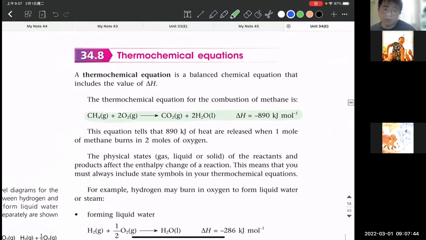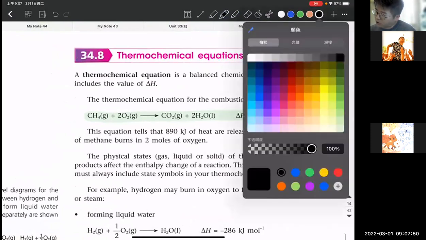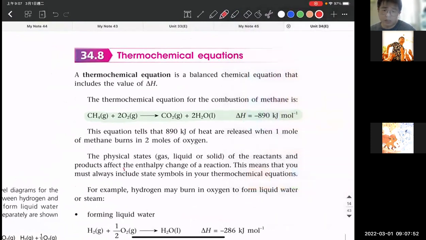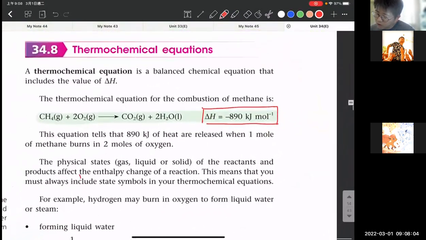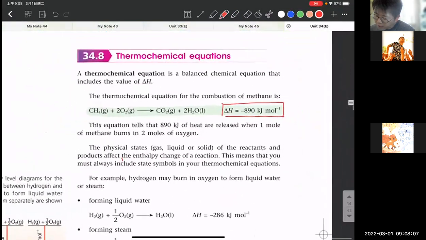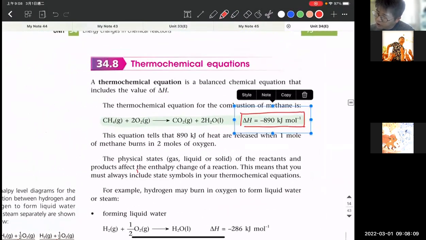Okay, thermochemical equation. Now, what is the difference between the balanced equation and the thermochemical equation? Not much difference, isn't it? But you may see the enthalpy terms put here. So what is that? It tells you delta H. First of all, the definition of delta H: we call that enthalpy change.